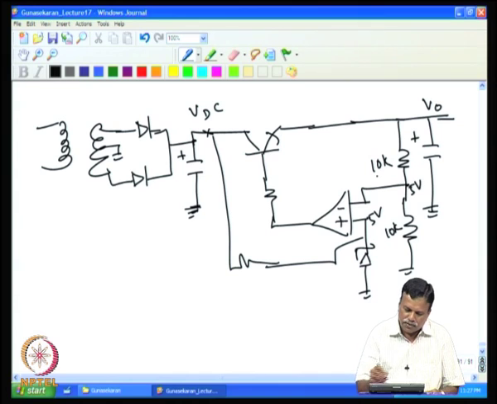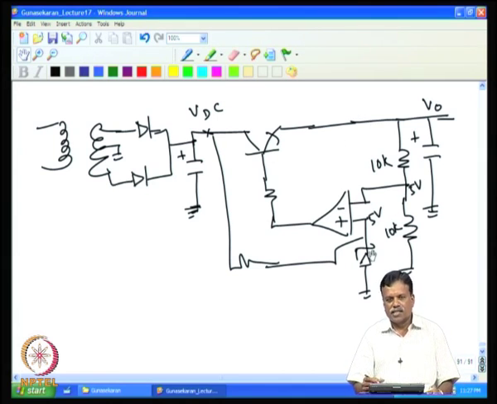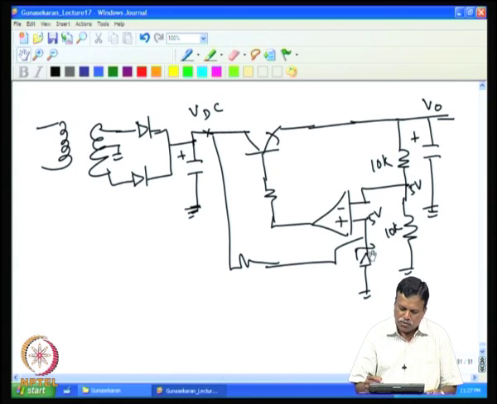If this point goes more than 5, then automatically the output comes down, and that is followed here, so this output comes down, and then this output also comes down. If this voltage goes down below 5 volt, then this voltage goes up and the output also goes up. That is how it is regulating. This we already discussed in our earlier class. Now, our focus here is how to select this transistor, how to use them in parallel.